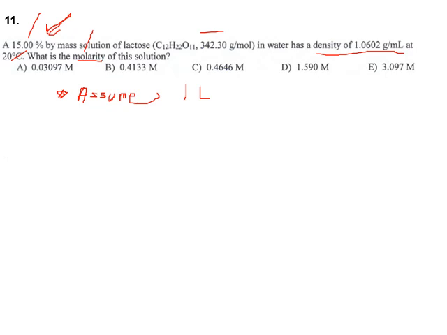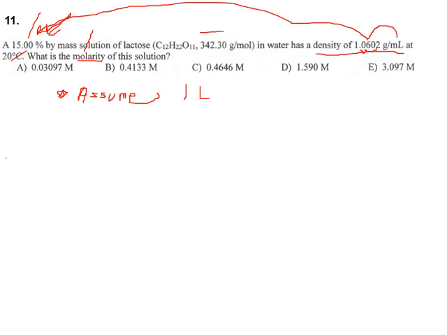But what we're going to do here is assume that we have 1,000 milliliters. If 1 milliliter has a mass of 1.0602 grams, then 1,000 milliliters would have a mass of 1,060.2 grams. Believe it or not, that's the key to the whole problem. Once you know that, you can multiply 1,060.2 grams times 0.15, which is the mass percentage of lactose, and get the number of grams of lactose you would have in 1,000 milliliters, which is exactly what we want for molarity.